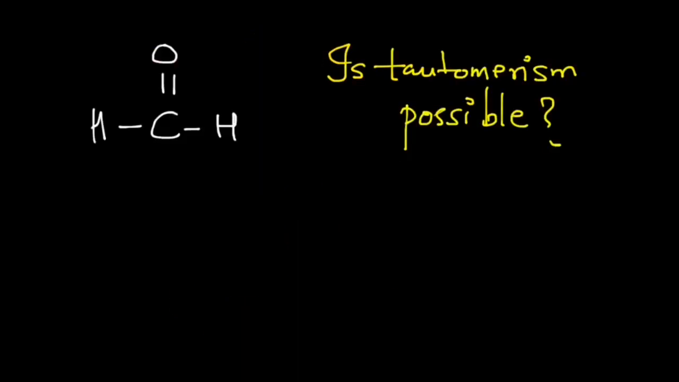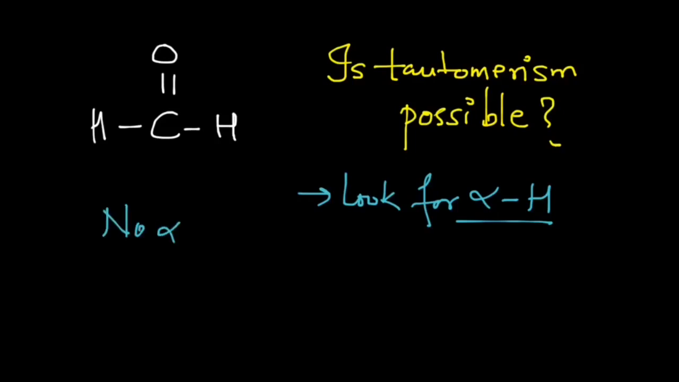Okay. The first question that you should ask is whether tautomerism is even possible or not. To answer that, look for alpha hydrogen atoms. If there is an alpha hydrogen present, tautomerism is possible. If not, tautomerism will not happen. For example, take a look at this compound. There is no alpha carbon here because there is only one carbon atom, and that is the carbonyl carbon, and so there is no alpha hydrogen, right? So this compound will not show tautomerism.